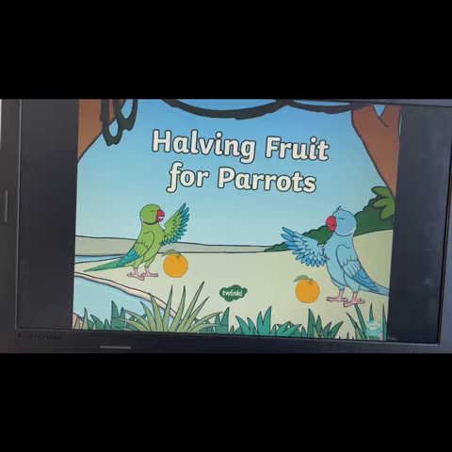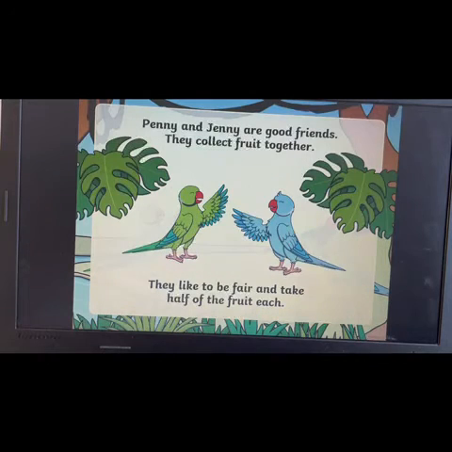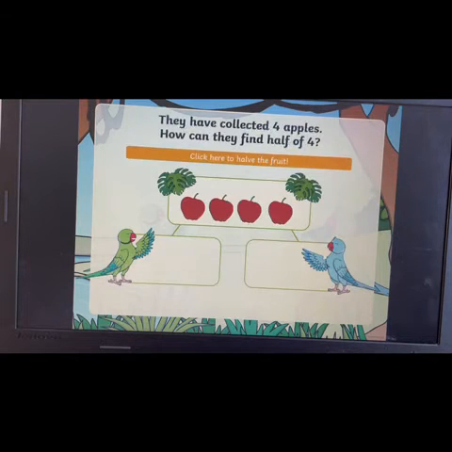Right, we're going to be halving fruits with these two lovely parrots today. So give these parrots a wave and we can start our maths lesson. Penny and Jenny are good friends. They collect fruit together. They like to be fair and take half of the fruit each. Oh, they're like us in year one. We like to be fair, don't we?